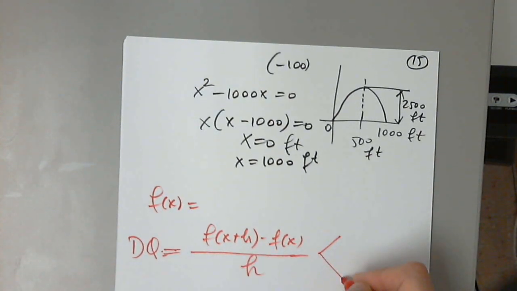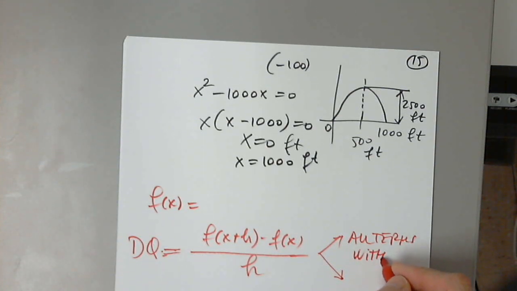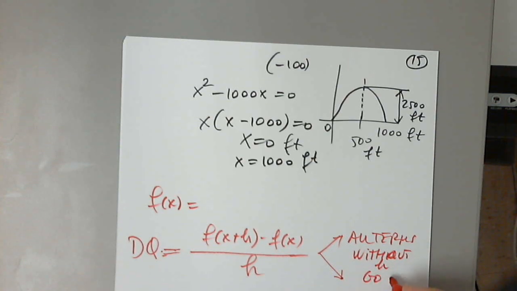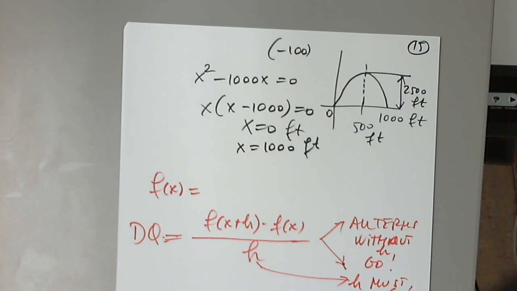Two things have to happen when you simplify this. One, all terms from the top without h must go away. And the second thing that happens, this h must go as well. There is still h left in the problem at the very end after you simplify it, but not that one from the denominator, not that one.